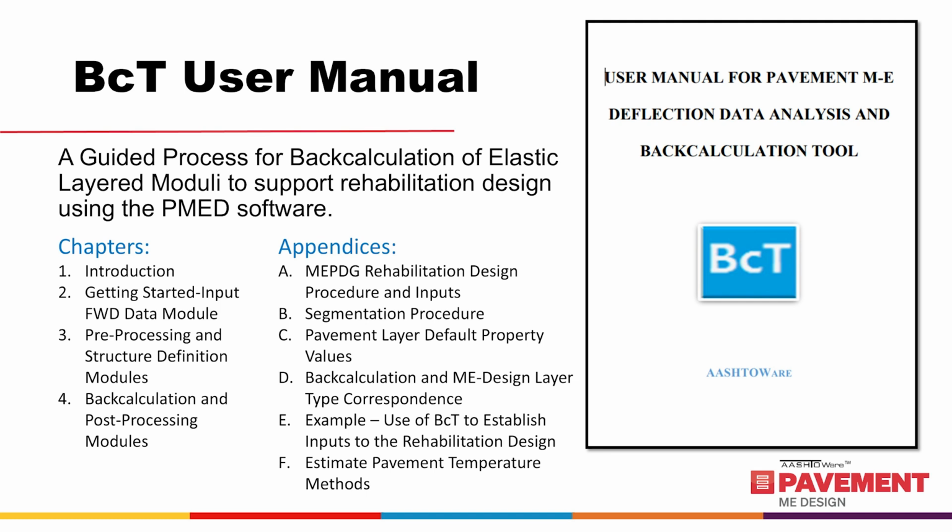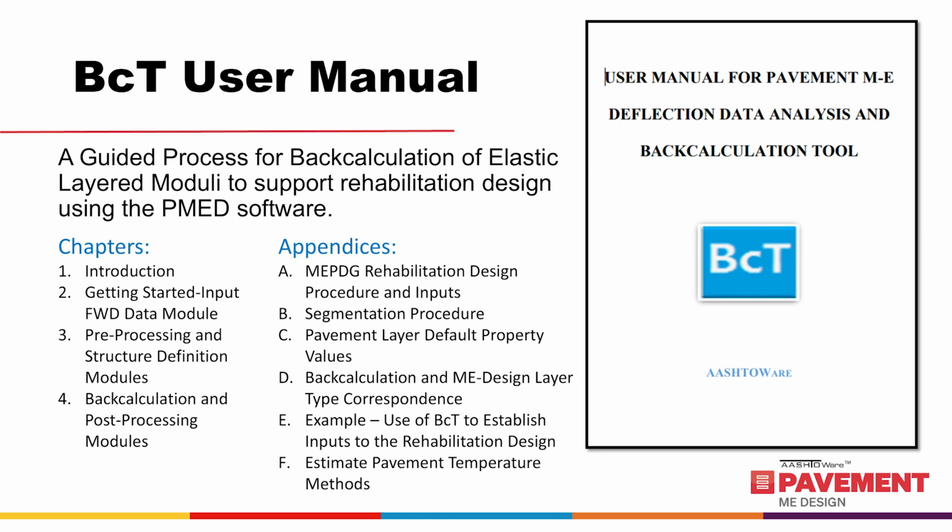The user or help manual includes 4 chapters and 6 appendices. The 4 chapters are Chapter 1, Introduction. This is a brief intro and background behind developing the BcT. Chapter 2, Getting Started. Input FWD Data Module describes the deflection and layer thickness data. Chapter 3, Preprocessing and Structure Definition Modules describe the individual preprocessing modules in detail, along with the required user inputs, module controls, and information displays. Chapter 4 describes the back calculation and post-processing modules.